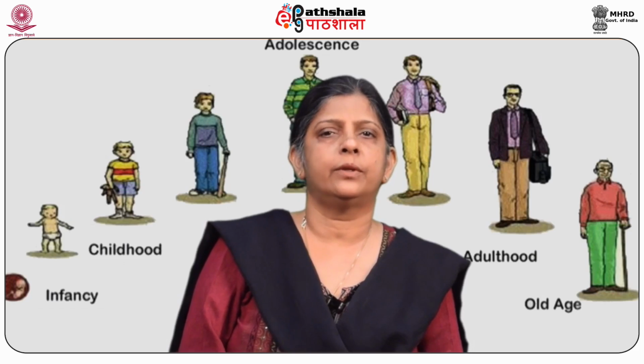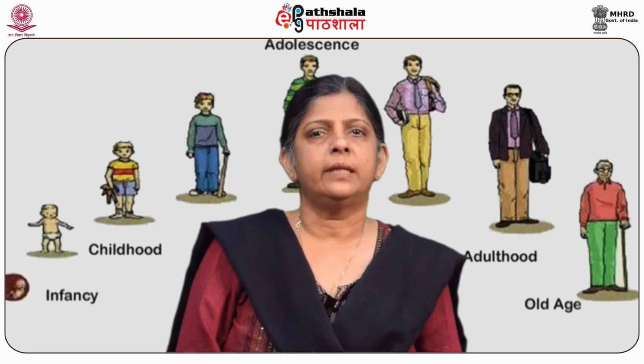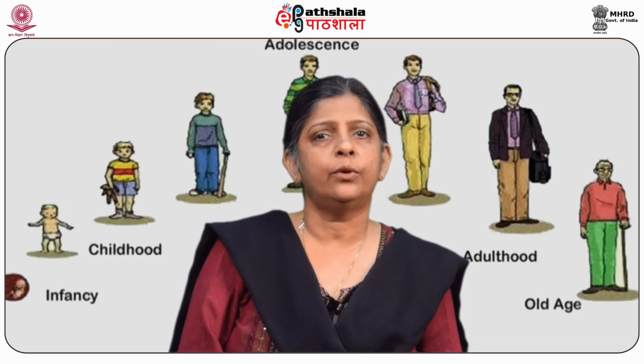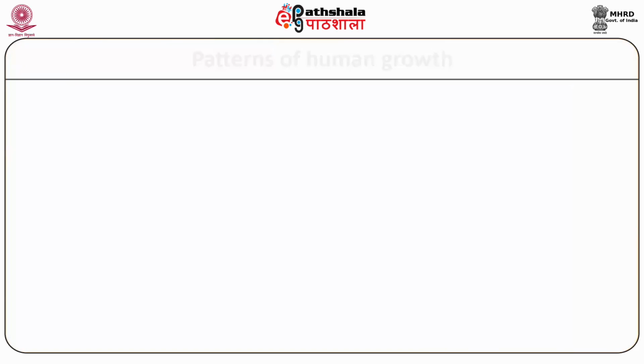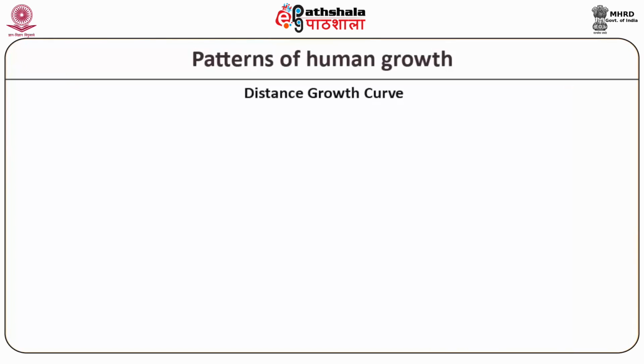Now, why does it happen so? It's because development proceeds from large muscle movements to more refined muscle movements. Let us understand the distance curve. Till now, we have discussed the basic terminologies and principles related to growth, development, and maturation. Now, we need to understand the graphs which could be used to study the growth pattern of an individual.